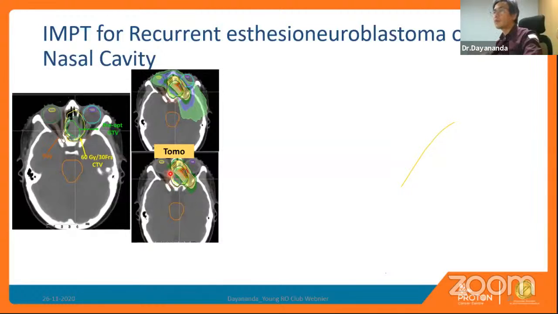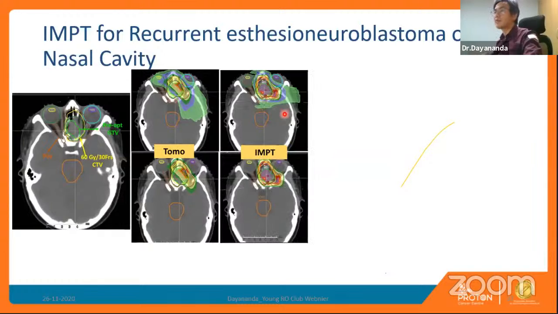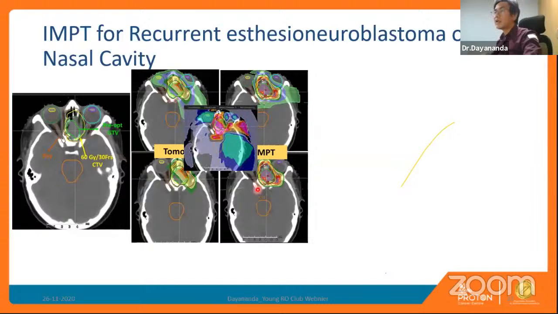And with proton IMPT, or intensity modulated proton therapy, we are able to deliver the curable dose, or the prescription dose, to the tumor while respecting the dose to this optic nerve. So you can see over here, this is the extra dose which we are able to deliver to the tumor from the proton beam, and we are able to reduce the dose to all these critical organs.